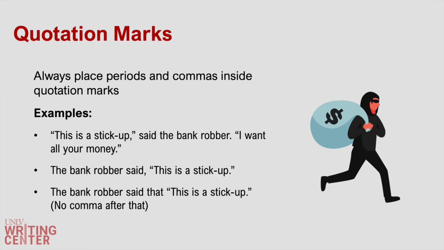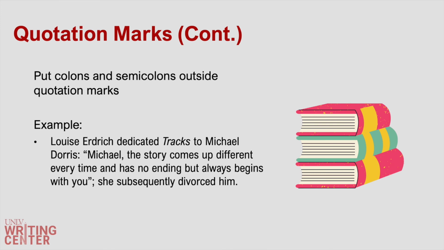The final type of punctuation we will cover is quotation marks. Quotation marks can indicate two things. If you are inserting dialogue into a story, you'll use quotation marks to indicate that someone is speaking. In academic writing, we use quotation marks to show that we are quoting our source or sources word for word. Quotation marks are only for direct quotations, not paraphrased or summarized information. When it comes to quotation marks, you always put periods and commas on the inside of the quotation marks. Put colons and semicolons outside of quotation marks.